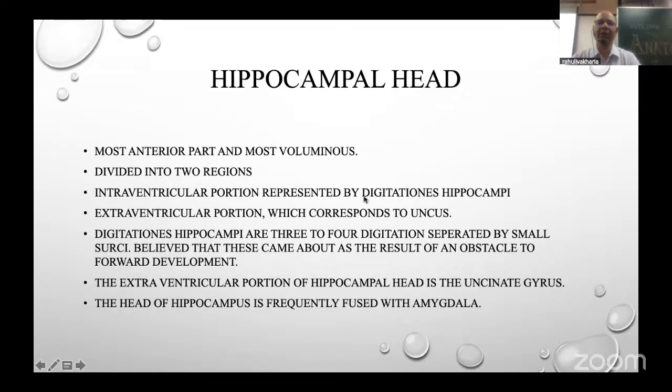Those are called sulci, small digitations divided by sulci, and this is believed to have come about as a result of an obstacle to the forward development of the hippocampus. Okay, in a good number of people, the head of the hippocampus would be fused with the amygdala.